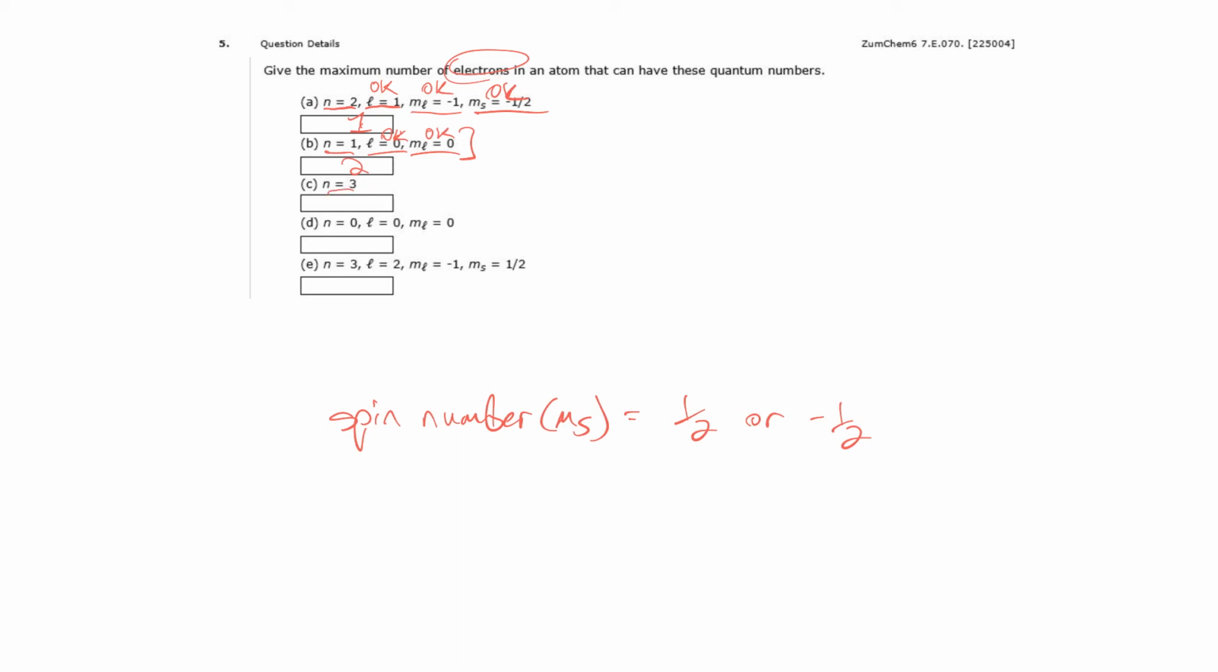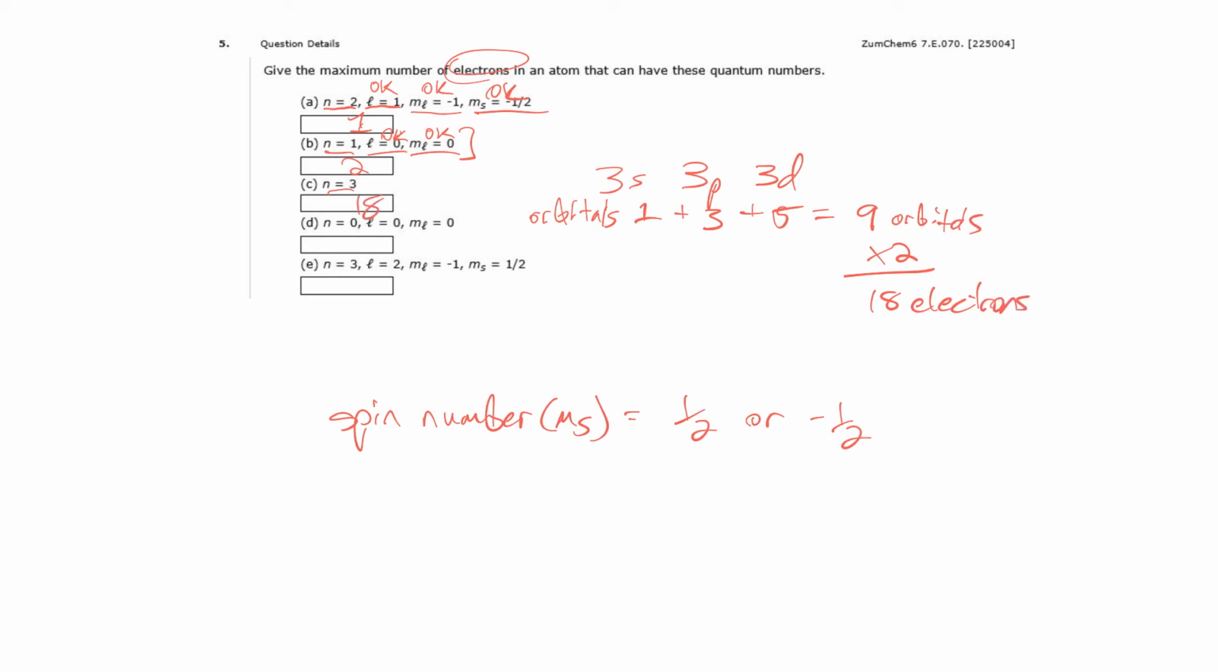Part C, n equals 3. That's all they tell us. Well, how many electrons can fit in the third principal energy level? Well, maybe it's helpful to list out the sublevels, 3s, 3p, and 3d, no more than that. How many orbitals can you have in each of those? Well, in any s sublevel you can have 1, in any p sublevel you can have 3, in any d sublevel you can have 5. Altogether that's 9 orbitals times 2 means you can have up to 18 electrons with n equals 3.